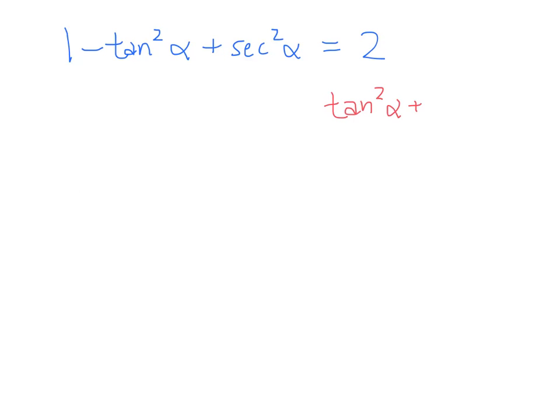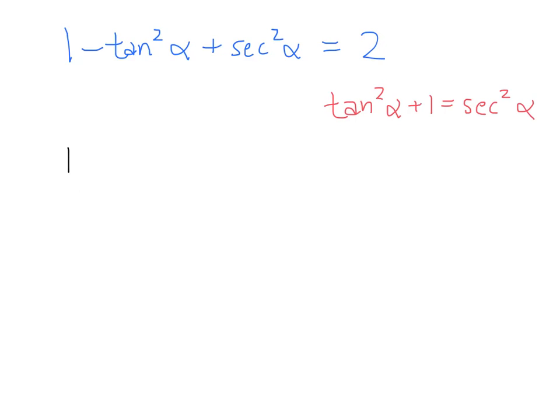Number 8 is going to use some similar skills. We have 1 minus tan squared alpha plus sec squared alpha equals 2. And we know that we should be using our identity tan squared alpha plus 1 equals sec squared alpha. Question is how to do this. So we can just replace the sec squared with tan squared plus 1.